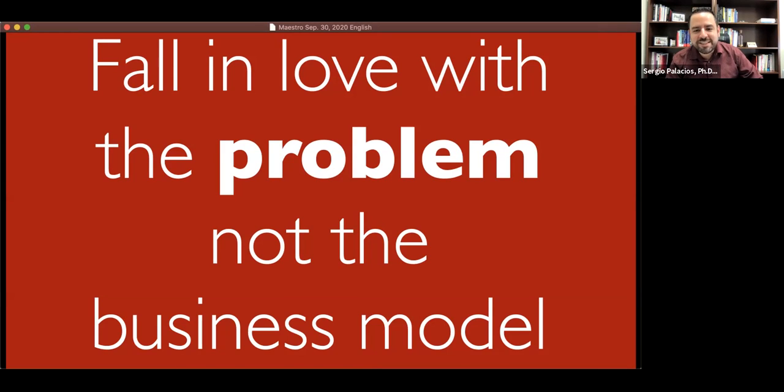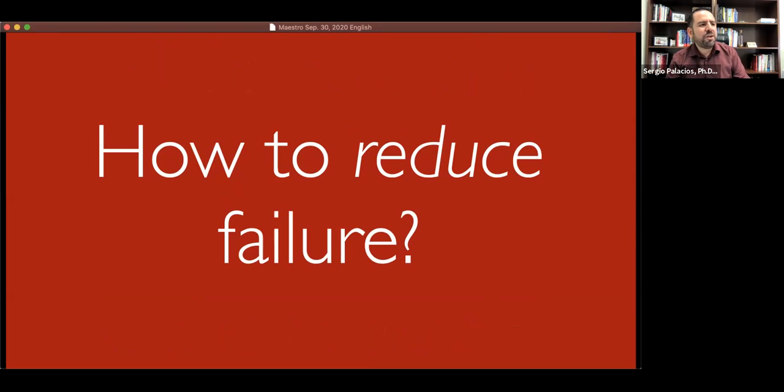So we need to test this. The whole idea of validating is about testing your assumptions, testing your ideas, testing every block in the business model to see if it's going to work. So how do we reduce failure? I'll try to focus on that throughout the rest of the session.